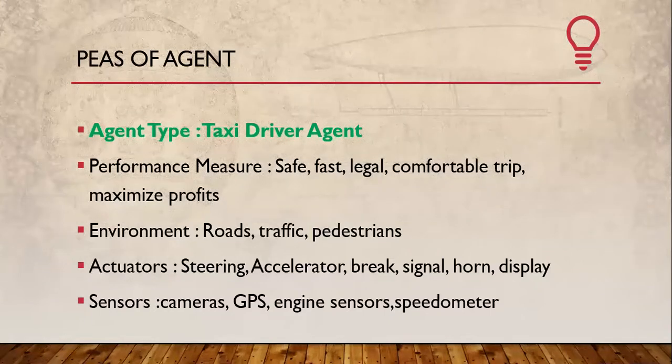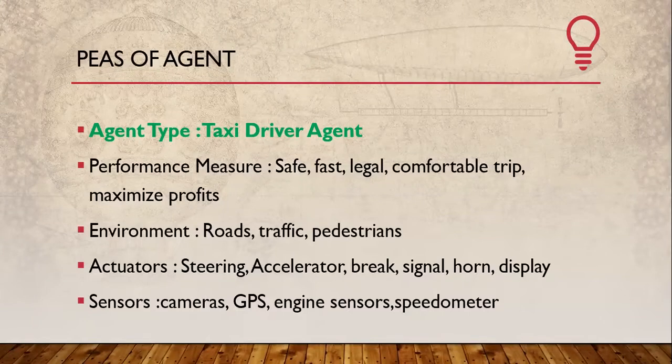Again, the performance measure could be certain more, certain less, depending on what exactly your requirement was when you created that agent. If you created that agent for a non-profitable purpose, then maximized profit will not be a part of it. But being safe and being legal, whether you want to earn profit or not, are always going to be the performance measure. So the performance measure does change depending on the need for which we have created that agent.